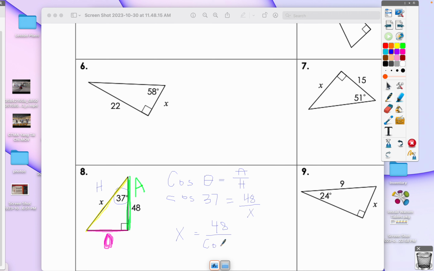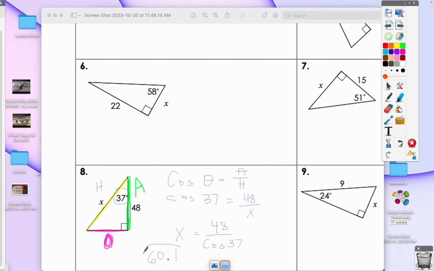All right, we are ready to grab your calculator. Now remember, if you don't have your calculator in degrees, your answer is going to come out incorrect. So everybody grab your calculator, put in 48, hit divided by cosine, which is regular cosine since we're finding a side, and then put 37 in the parentheses where the theta goes. And you should be looking at 60.1025. So we're going to round that to 60.1.